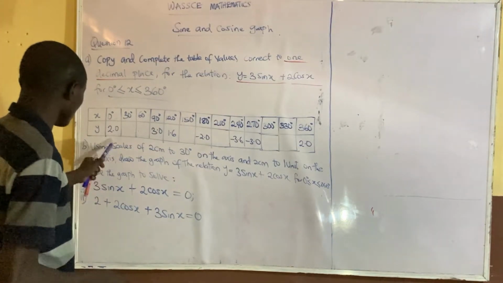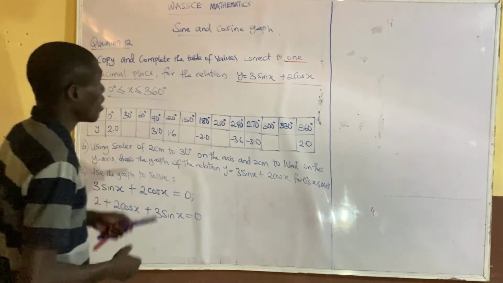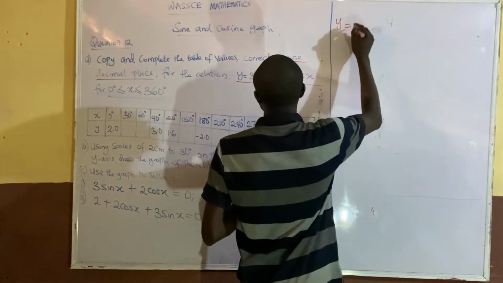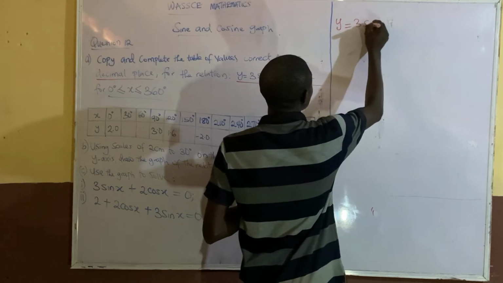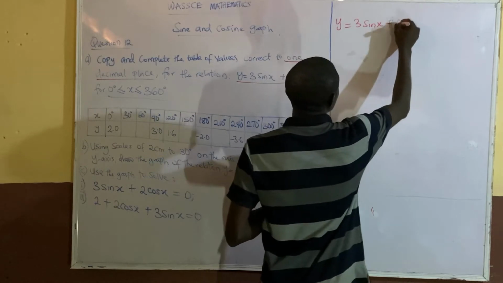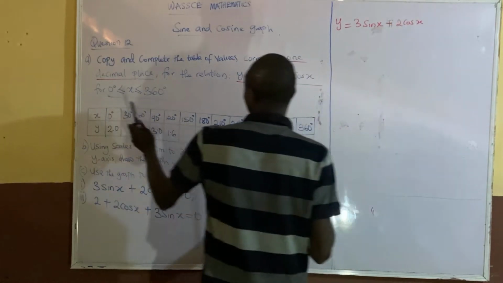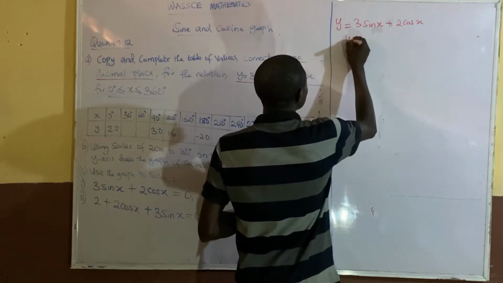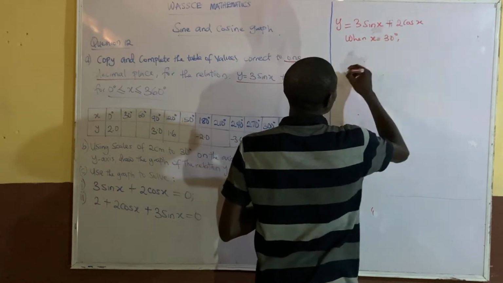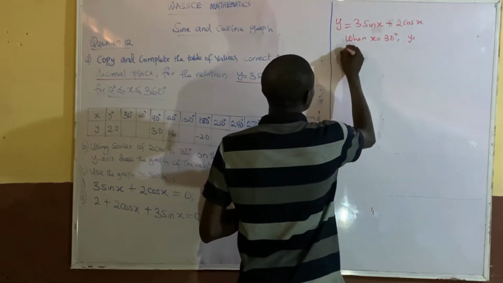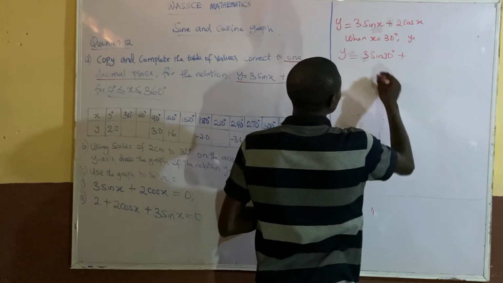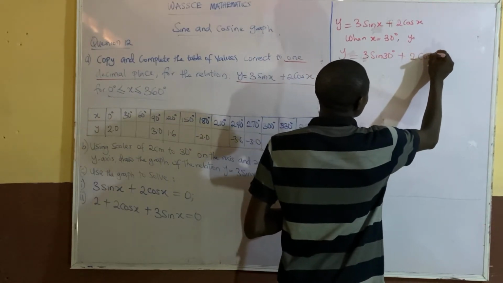Now, when x is equal to 30, what will be our y? So we have the relation y equal to 3 sine x plus 2 cos x. The first empty column to fill here is when x is equal to 30 degree. What will be our y? Let's substitute: y is equal to 3 sine 30 degree plus 2 cos 30 degree.